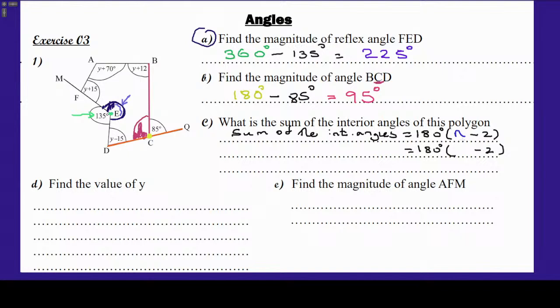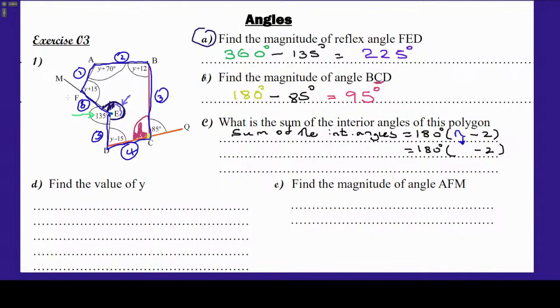What is n for this polygon? What is the n? The number of sides. How many sides do you see in this polygon? That's FA, that is one side. AB is the second side, BC is the third side, CD fourth side, DE that's the fifth side, and EF is the sixth side. So there are 6 sides in this polygon.